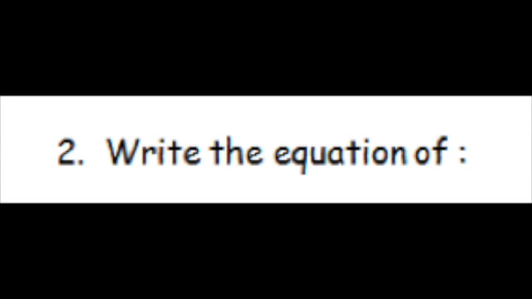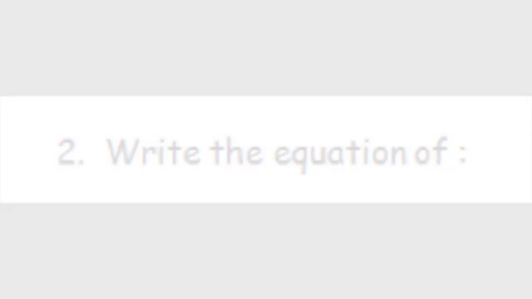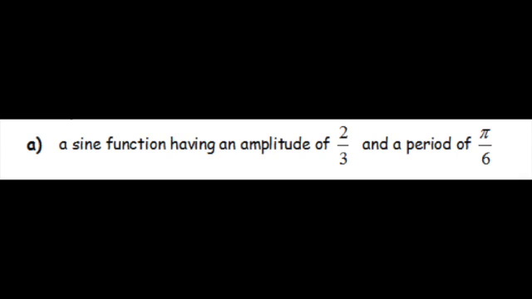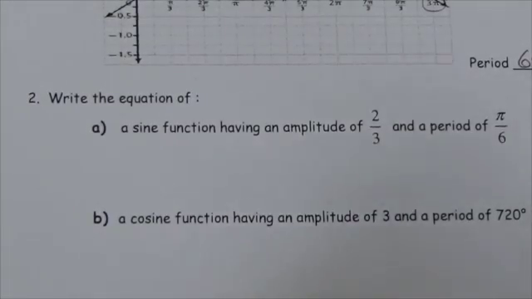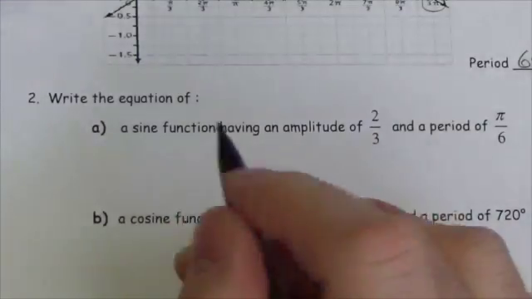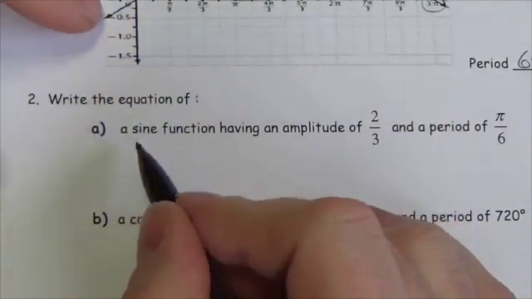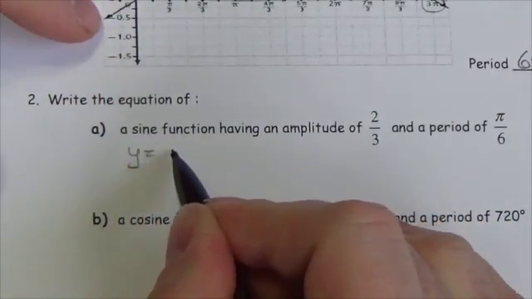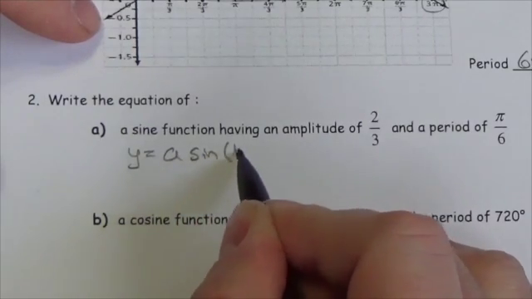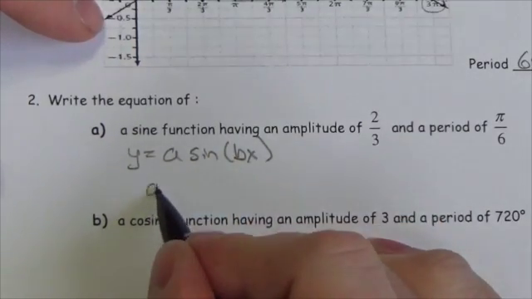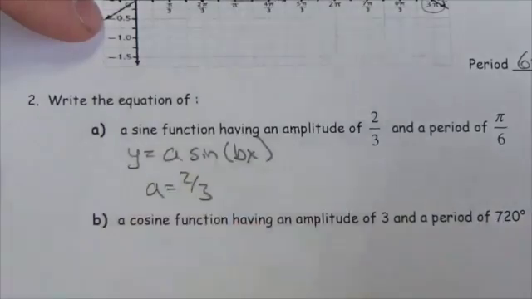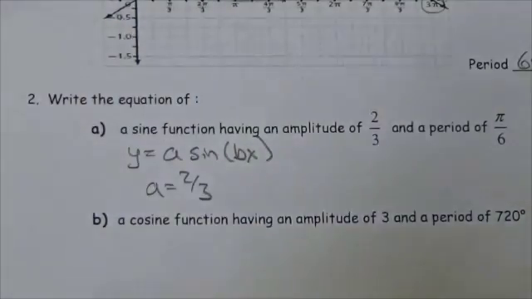Write the equation of each of the following. A sine function having an amplitude of 2/3 and a period of pi over 6. Okay, well let's pick the low-hanging fruit here first. The amplitude is 2/3. Okay, we've already seen enough here to know that that means when I write my sine function as y equals a sine of bx, I already know that the a here has got to be 2/3. Okay, that's the easy part here.